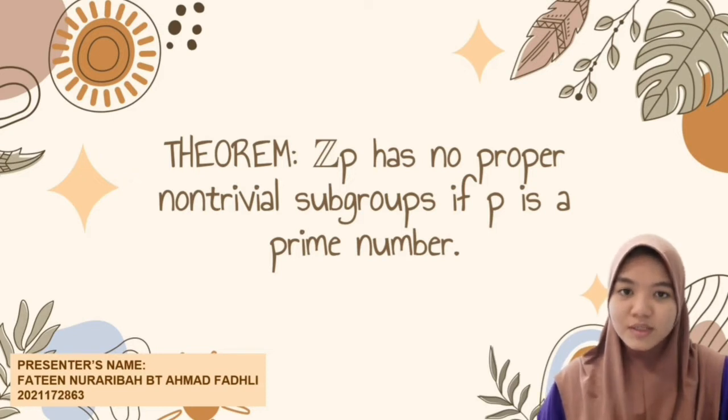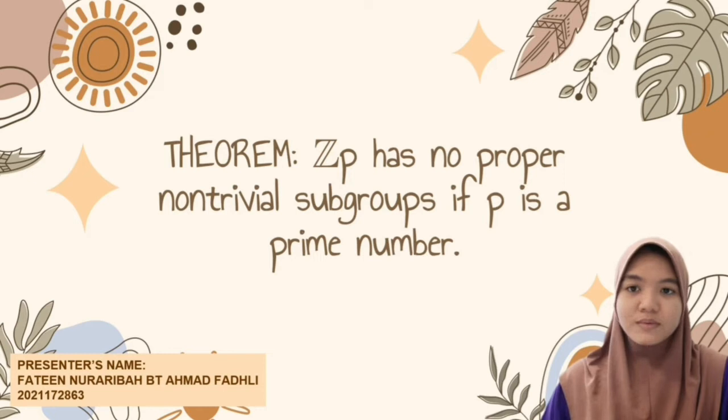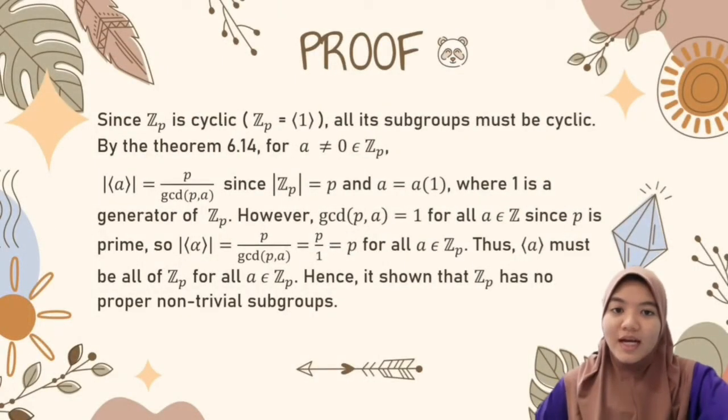So now I will present the first theorem, which is: integer modulo P has no proper non-trivial subgroups if P is a prime number. Okay, now I will prove the previous theorem.